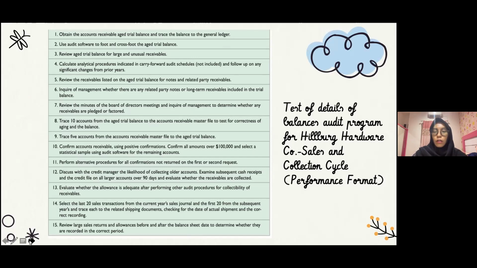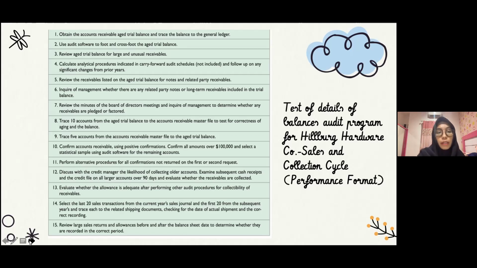To simplify all of that, this is a test of details of balances audit program for Hillsburg Hardware Corporation's sales and collection cycle in the performance format. There are 15 procedures in total, which are the ones that I already mentioned.